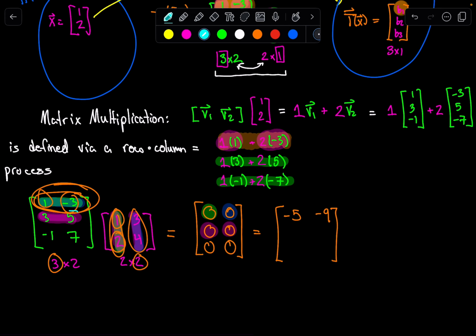So we move on to the second row, 3, 5, and then 1 and 2. So 3 times 1 is 3, 5 times 2 is 10. That makes 13. Then we do 3 and 5 times the 3 and 4 vector. So 3 times 3 is 9, 5 times 4 is 20, so we get 29 here. And then last but not least, -1, 7, dotted with the 1, 2 column vector gives -1 plus 14, which is positive 13. And then we get -1, 7, and 3, 4, so -3 plus 28, which I believe is positive 25. And this is the solution.